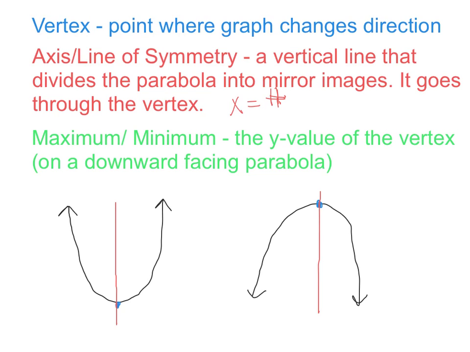And we also have a maximum and a minimum. So on the left side of your screen, on that left side graph, this is going to have a minimum because it's the lowest point on the parabola. But on the right side graph, this is the tallest point of the graph, so that is called the maximum.